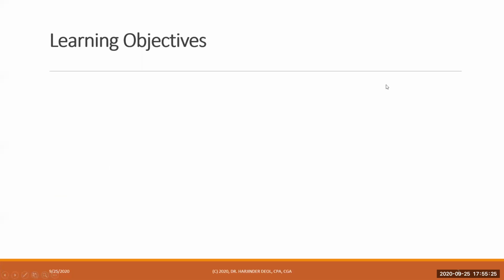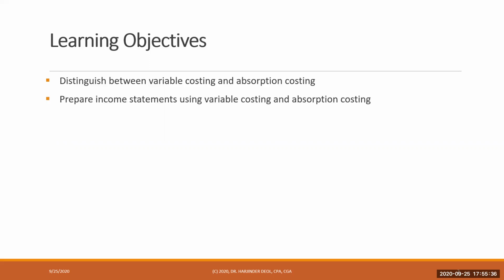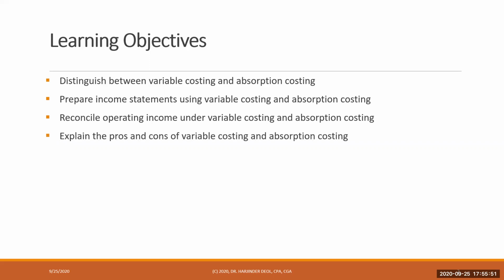The learning objectives in this chapter include the ability to distinguish between the concepts of variable costing and absorption costing, to prepare income statements using variable costing and absorption costing, to reconcile the operating income under variable costing and absorption costing, and possibly discussing some pros and cons of the use of variable costing versus absorption costing.